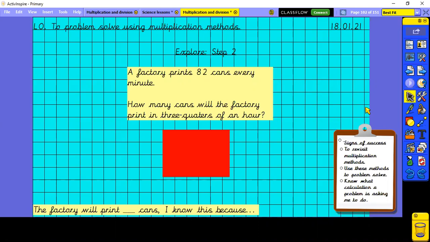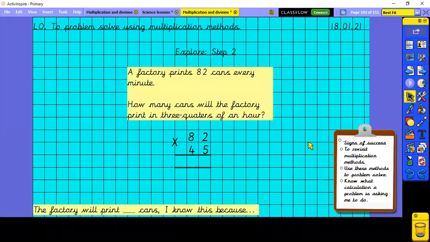And if you feel confident, you can have a go in your maths book now before I model it. So pause the video and have a think about what calculation needs to be done to solve this problem. Okay, so firstly, we need to think about what 3/4 means. What number does that represent? So 3/4 of an hour is equivalent to 45 minutes. So here, we need to represent the number 45. And then our problem is asking us to multiply 82 by 45 to know how many cans will be printed in 3/4 of an hour.